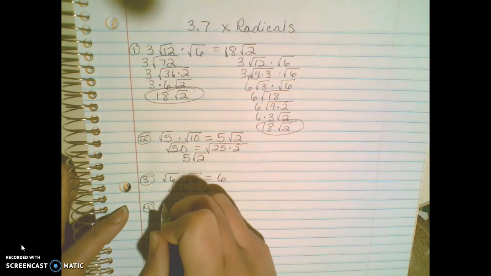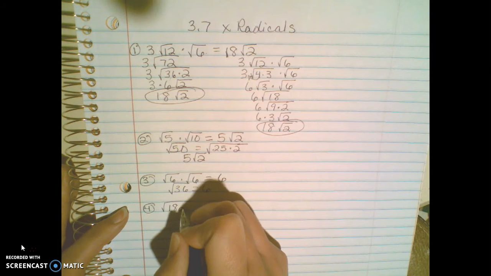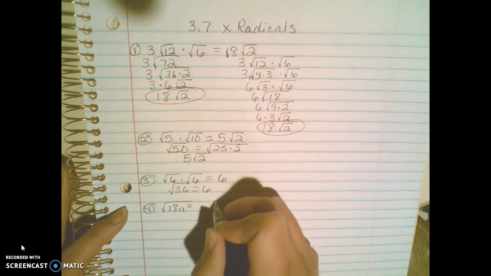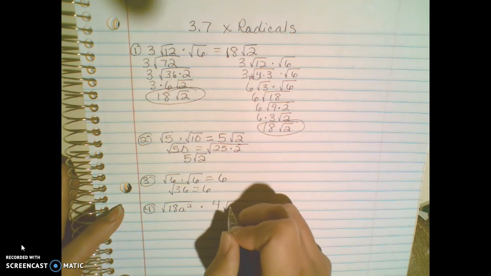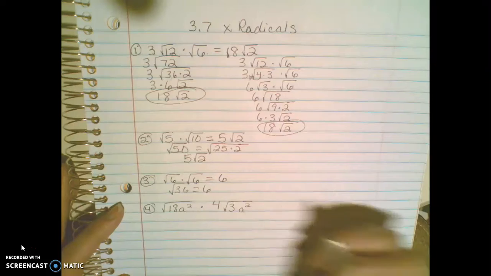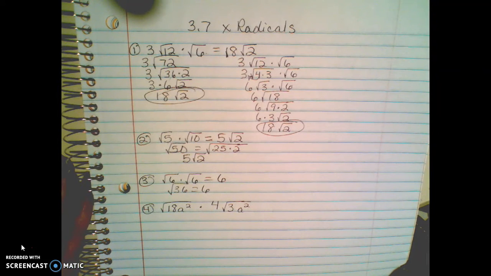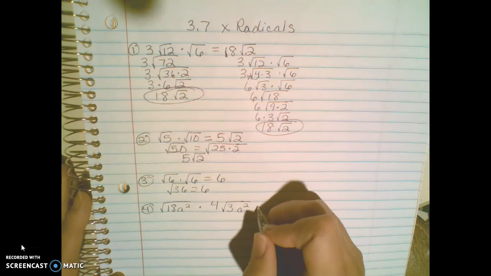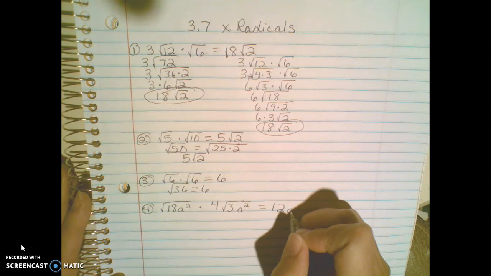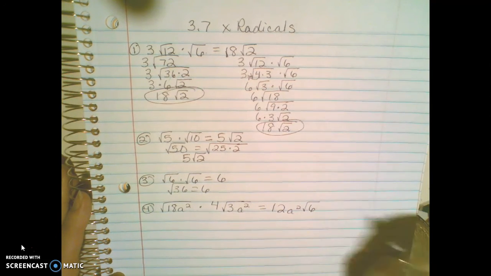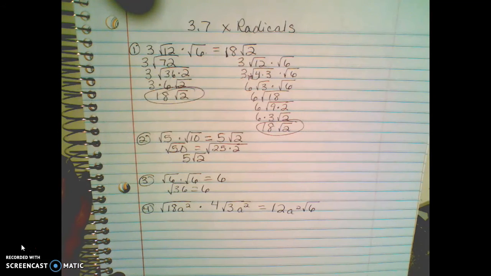Number 4, we have square root of 18a squared times 4 square root of 3a squared. Pause that and give it a try. Your answer should end up being 12a squared square root of 6.